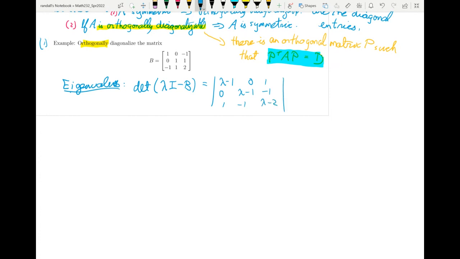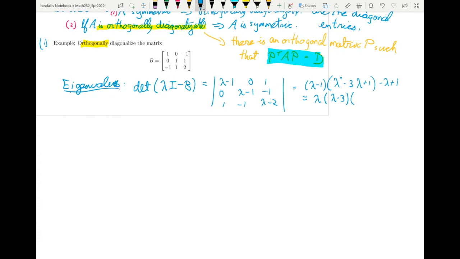Okay, so I'll expand across the top row, and I'll get something like this. You guys can verify: lambda minus 1, lambda squared minus 3 lambda plus 1 minus lambda plus 1. And finally, I'll get this to factor into 3 terms. All right, so this is a cubic. It's a 3 by 3 matrix, so the characteristic polynomial will be a cubic.